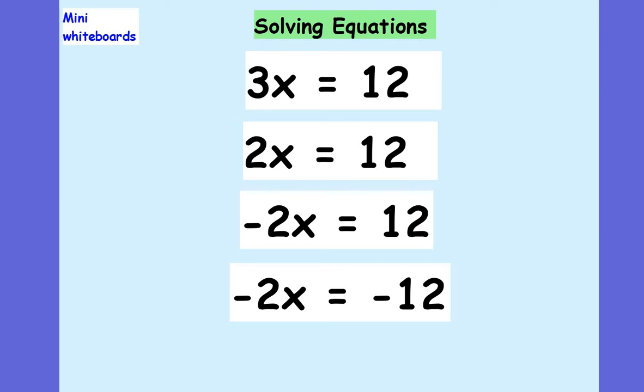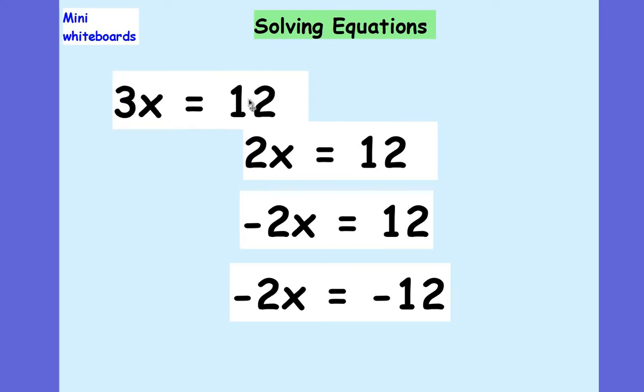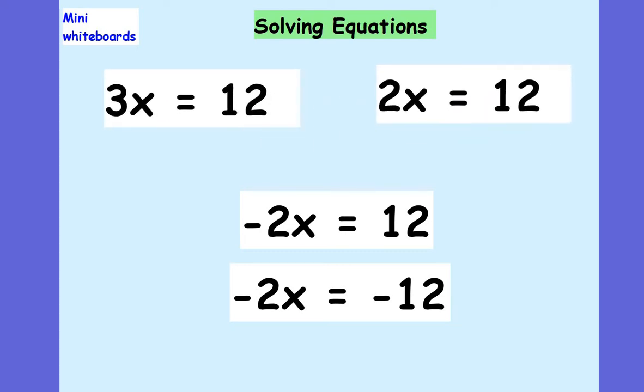Okay, let's go through the answers. I've got 3x equals 12, that's my first one. I'm going to use my balancing method to divide both sides by 3. If I divide both sides by 3, I get that x is equal to 4. Similarly for the second one, I want to divide both sides by 2 to work out what x is on its own. Dividing 12 by 2 is going to give me what, Charlie? 6. Cool, so x is 6.